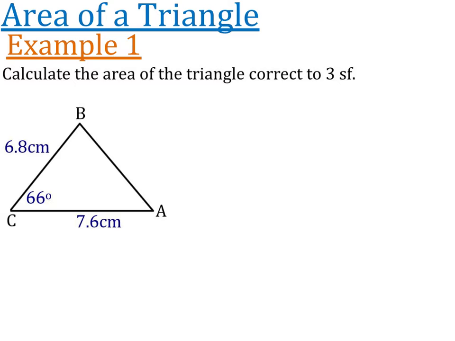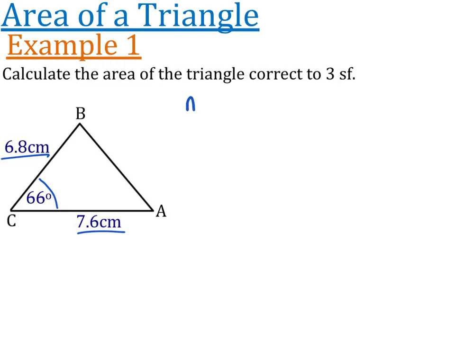All right, so example 1, calculate the area of the triangle, correct to 3 significant figures. I don't know the height of this triangle. I don't really want to try to find the height of the triangle, so I'm going to use what I know about trigonometry. I know the two sides and the angle in between them, so I can use my sine rule for finding the area of a triangle.